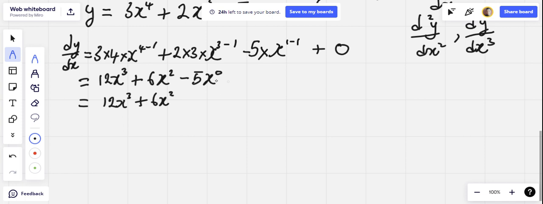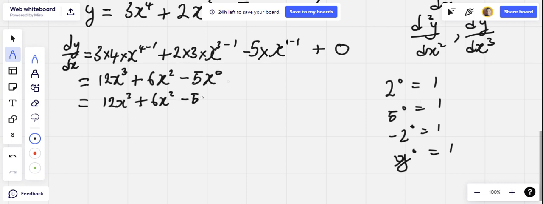Anything raised to the power of 0 is 1. That's one of the laws of indices. 2 raised to the power of 0 equals 1. 5 raised to the power of 0 equals 1. Minus 2 raised to the power of 0 equals 1. Y raised to the power of 0 equals 1. Anything raised to the power of 0 equals 1. So this would be minus 5 times 1, which still lands you at 12x raised to the power of 3 plus 6x squared minus 5. So we have found the first derivative.